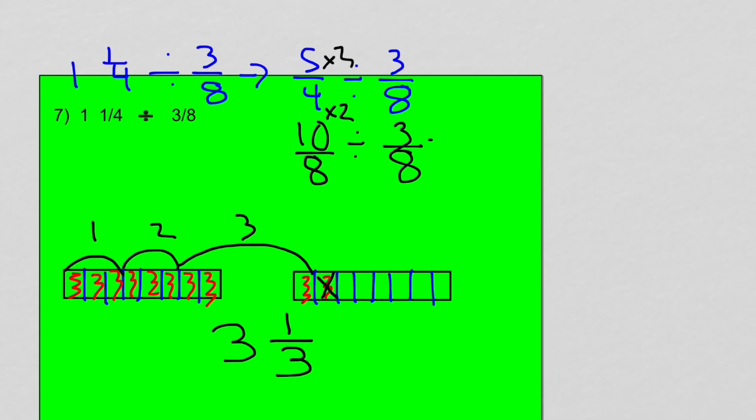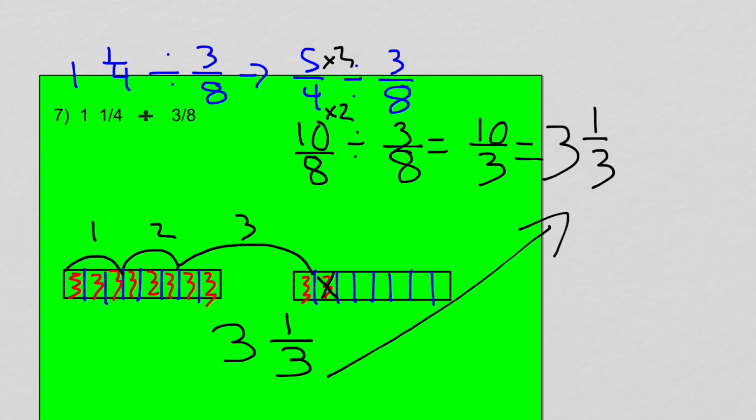And remember, you could use the common denominator method. 10 over 3. How many times does 3 go into 10? 3 times. Remainder 1 out of 3. Matchy, matchy.